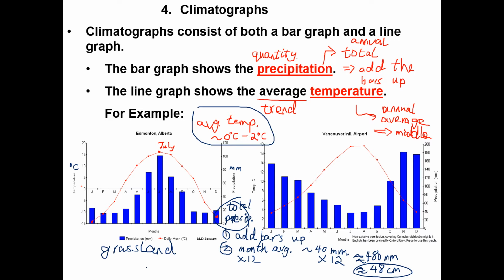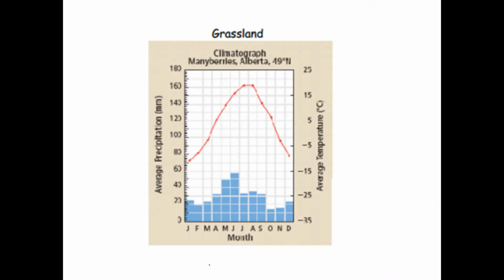Okay, give it a try. Let's do a few more examples. Okay, so there is another example in Alberta. It is grassland, so you know that already.